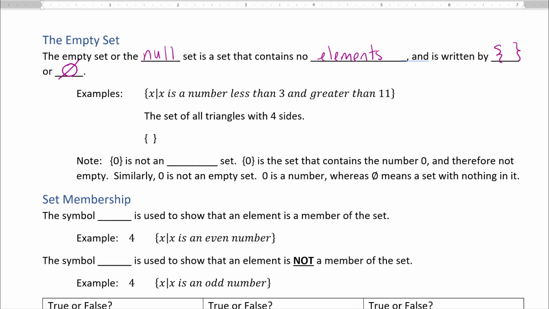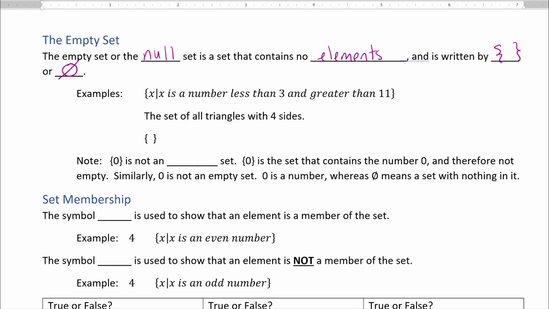So some examples are, in set builder notation, the set of all x such that x is a number less than 3 but also greater than 11. Well, there's no numbers that are less than 3 and also greater than 11 at the same time, so this would be an empty set. In word description method, the set of all triangles with 4 sides. Well, the definition of a triangle is that it has 3 sides, so there are no triangles that have 4 sides, or just the empty set, and that would be roster notation.